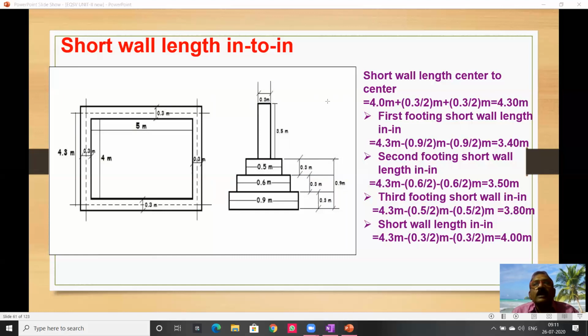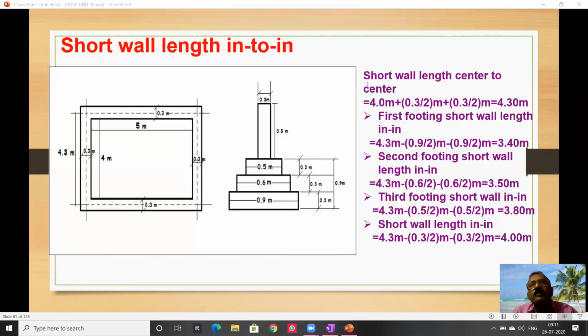Now here, in the short wall it is into n: long wall out to out, short wall into n. See here, what is short wall? Here this is the short wall, right? Here the short wall. Long wall is from here to here. There are two long walls, there are two short walls, right?